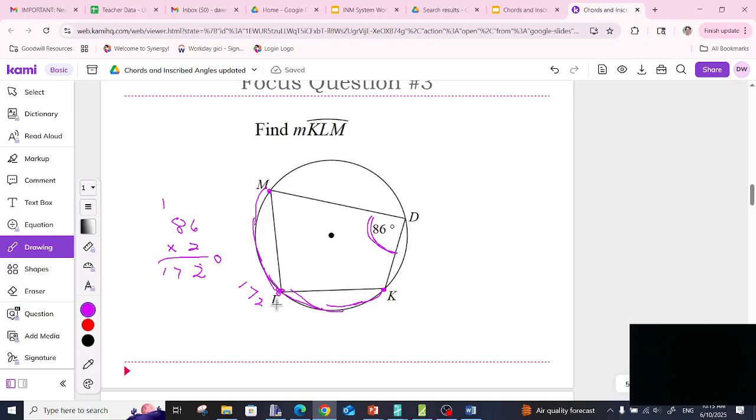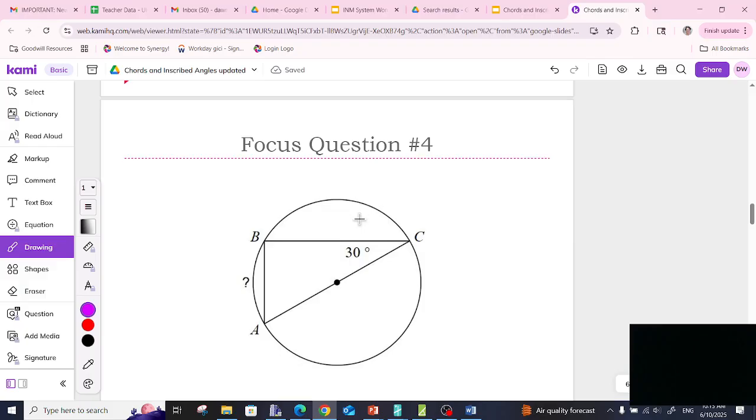Now, Ella, if I wanted to find the other side, now I would subtract from 360. So if I wanted to find MDK, then I would take 360 and subtract the 172. Does that make sense? Okay. And what would I do here then to find AB? Just times it by 2. So this would be 60.